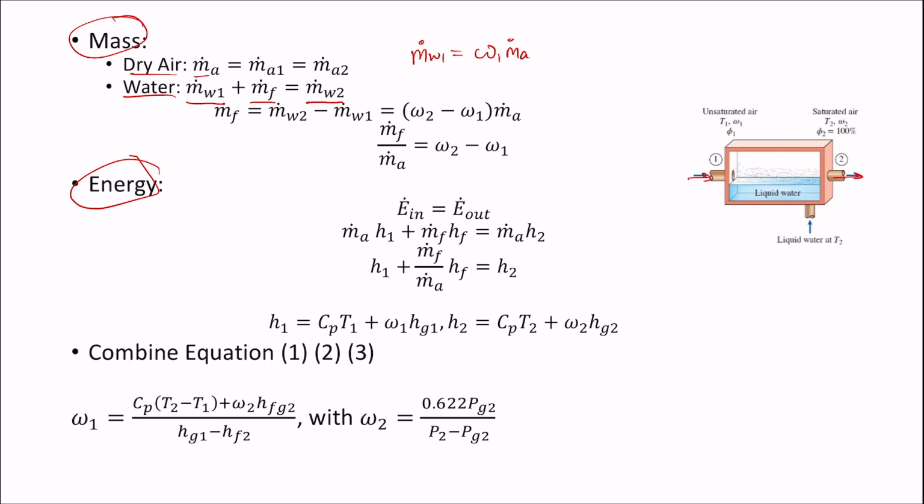Then we can find our first equation: m dot F, the supply water amount over dry air mass, equals omega 2 minus omega 1. Now look at the energy equation. We said this is an adiabatic box, so all the heat transfer happened between the air mixture and the liquid water. The energy coming into the box is m dot A times H1, plus the liquid carried by m dot F, and when it leaves, it becomes H2. Remember, H was defined per unit of dry air, so we multiply by m dot A, and then you can divide by m dot A. Notice we got this liquid mass over the dry air mass again, so we got a second equation.